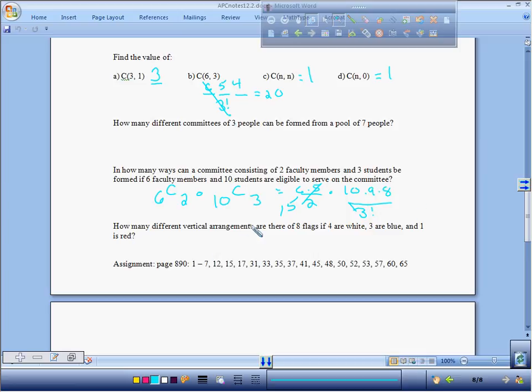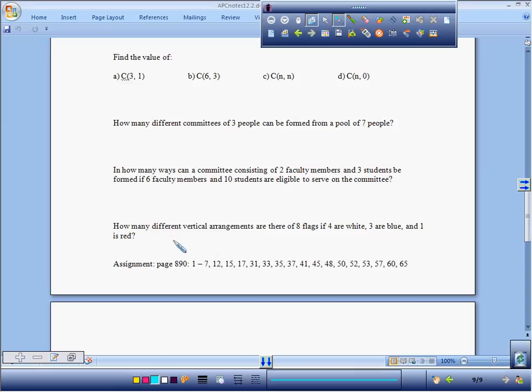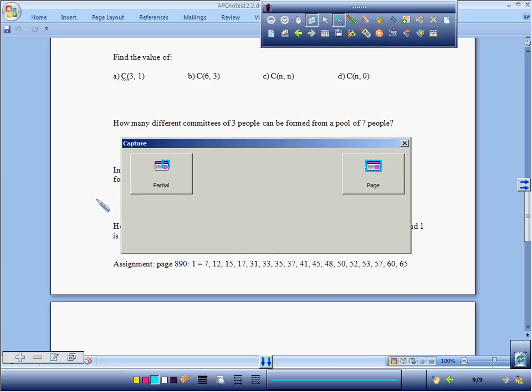How many different vertical arrangements are there? So for this one, 8 flags: 4 white, 3 blue, and 1 red. So this is just like the Mississippi problem, but I want to show you a different way to think about it, okay? So let me draw, make a bigger picture.